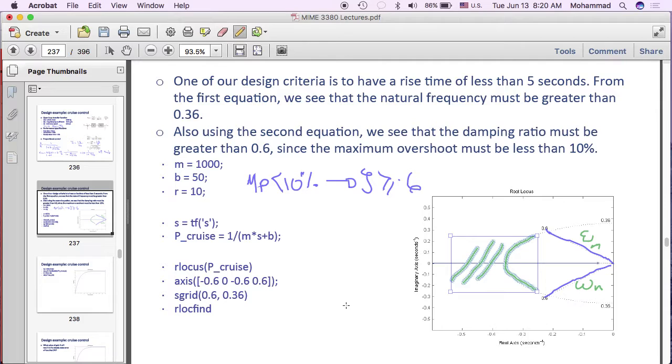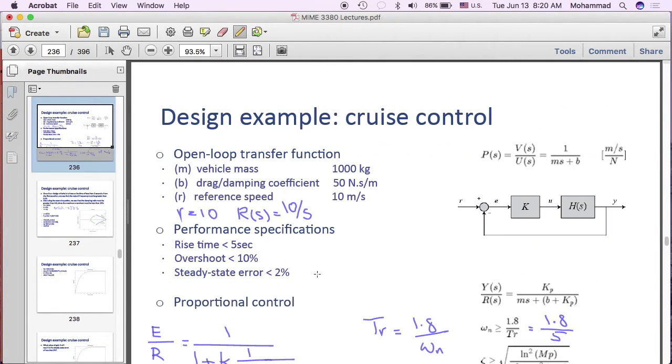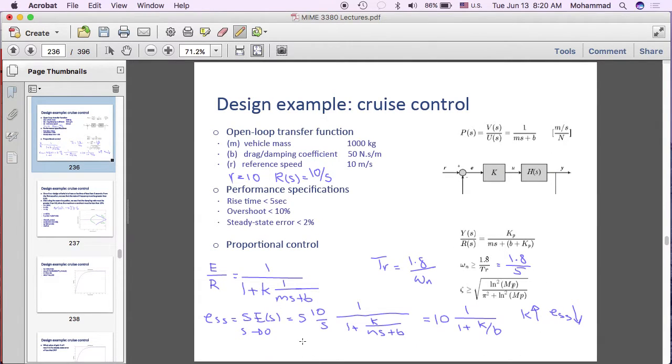And if you recall last time, we also calculated the steady state error by looking at the transfer function between E and R. Let me remind you of that because this is a very important transfer function. One of the requirements for the design was that the steady state error, when everything settles, when the system stops moving, we want the steady state error to be less than 2%.